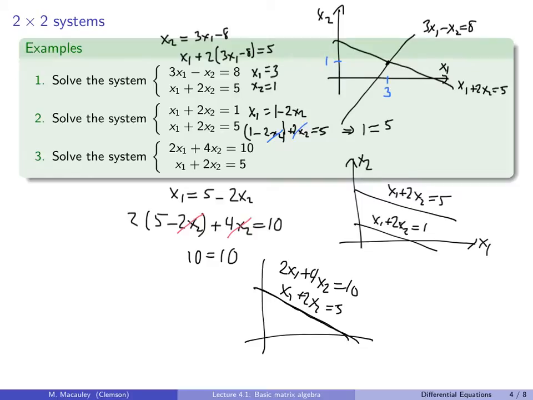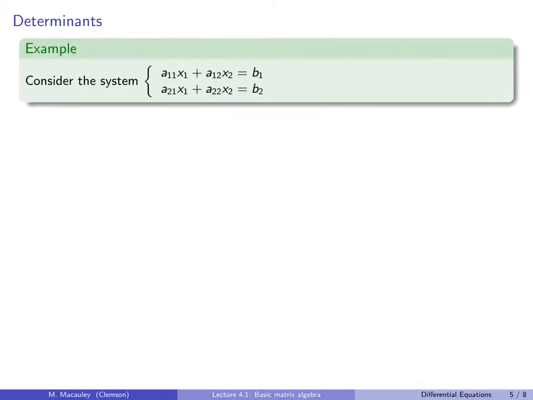So these are the three cases when you have a system of two equations. You either have a unique solution, no solution, or infinitely many solutions. And we'll soon see how to figure out which one of these cases we have just based on the actual matrix.